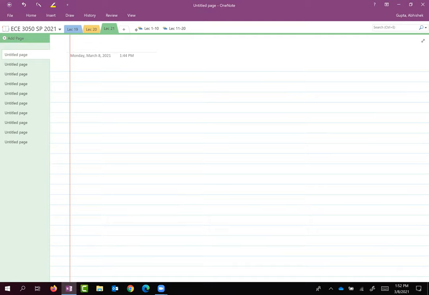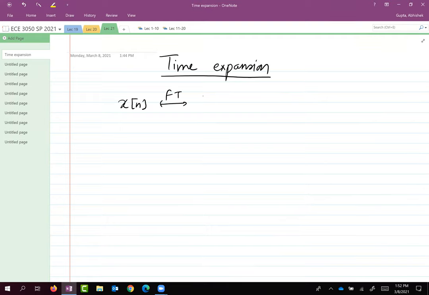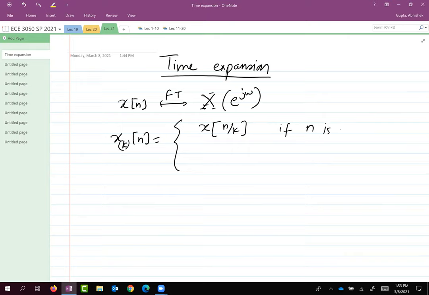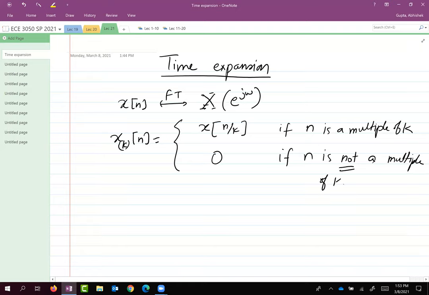So the first property I want to talk about is time expansion. In time expansion, I have my x of n, and the Fourier transform is X of e raised to j omega. Now, I'm going to define a time expanded version of this, x_k of n. And this is defined as follows: x of n over k if n is a multiple of k, and zero if n is not a multiple of k.